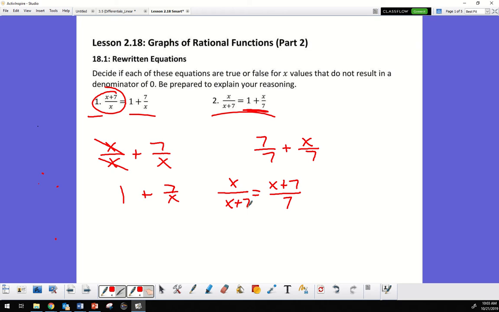So I'm going to do what is called cross products. It says if these two are equal, when I multiply by cross products, they will simplify. So I'm going to multiply this way, multiply that way. So 7x equals, now when I multiply this together, it's going to be the same thing. That's going to be x plus 7 squared.